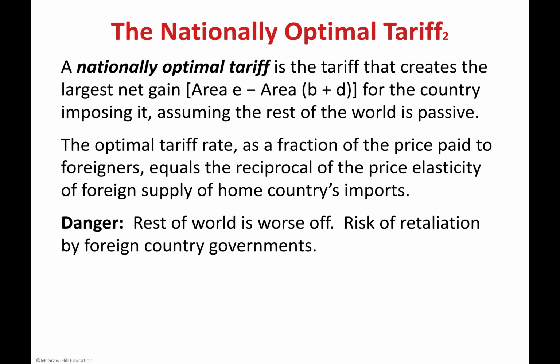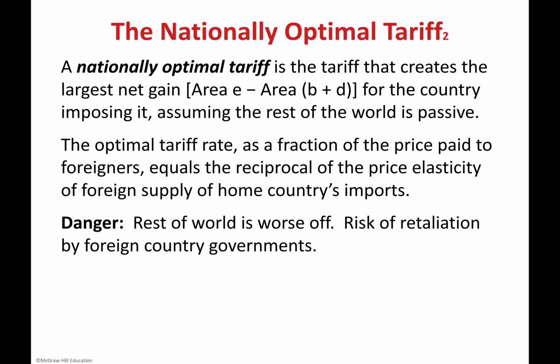So the optimal tariff rate as a fraction of the price paid to foreigners equals the reciprocal of the price elasticity of foreign supply of the home country's imports. That's actually a result that we get from doing the algebra. It's not something that's proven here.